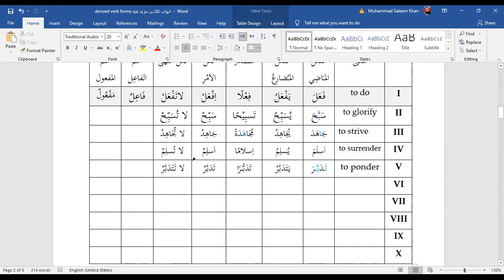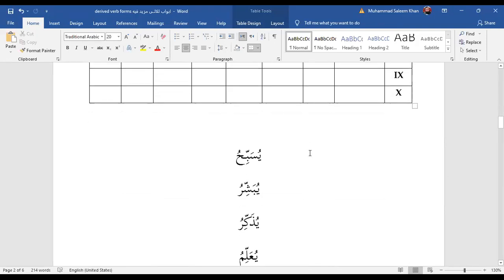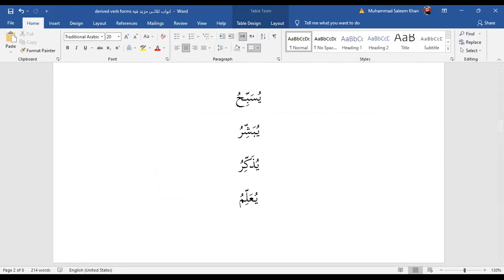Now, how to make ism al-fa'il from sabbaha. So it's very simple. As we look at the mudari, which is yusabbihu, what we are supposed to do is just change yu with mu. So we add basically mim with dhamma, so it becomes mu. And then in the end, we change dhamma into tanween, so it becomes musabbihun. Musabbihun, the one who glorifies. So musabbihun is ismul fa'il. So ismul fa'il is quite easy to make from the verb form number 2.